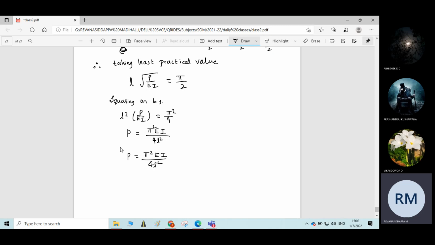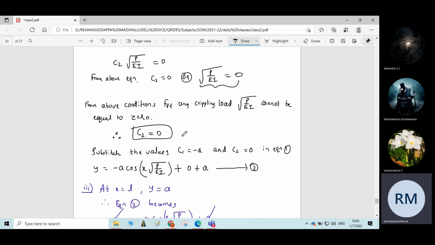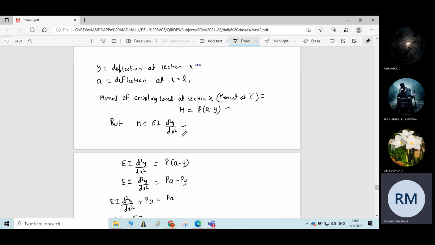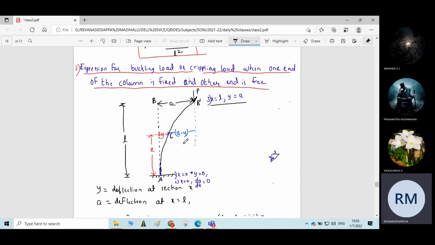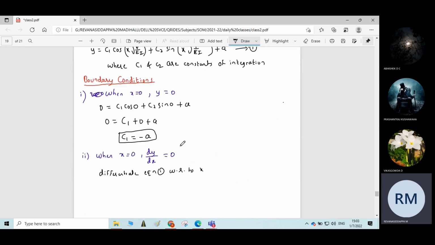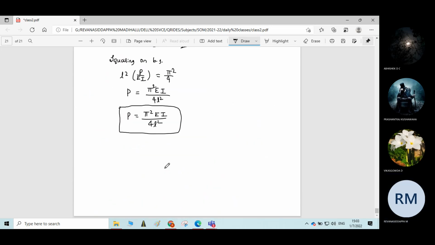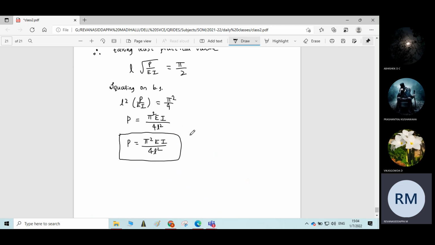This is the equation for the crippling load or buckling load of the column when one end of the column is fixed and the other end is free. That is pi square EI by 4 L square. When both ends of the column are hinged, what is the formula we have? It is simply pi square EI by L square. Here it is pi square EI by 4 L square. That is the difference.